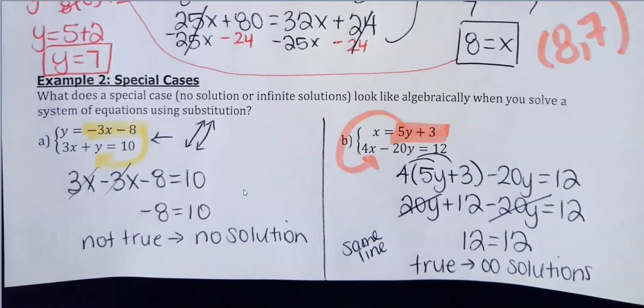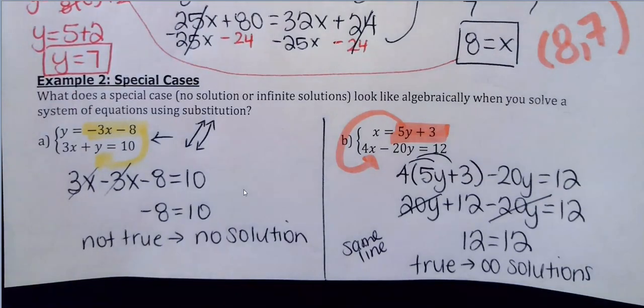All right, so not true, no solution. True, infinite solutions. If you get x equals something or y equals something, then you're going to have one solution. Is anybody having a question?